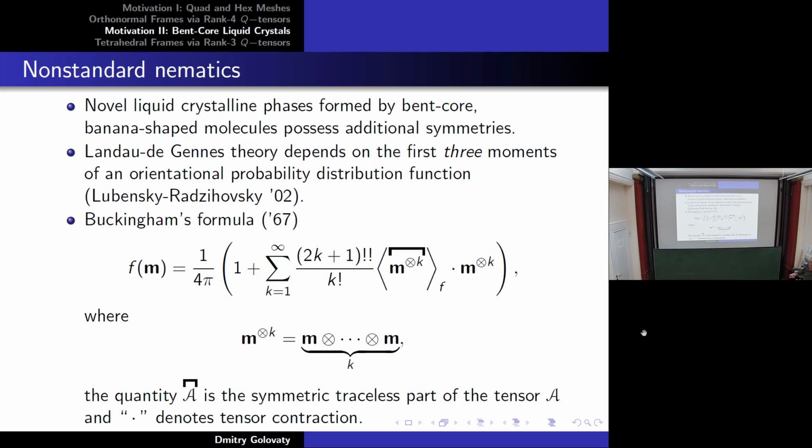Okay, so then in the remaining time, we'll talk about other types of frames that we have considered. Our original idea was to look at different kinds of frames. I already described orthonormal frames, meaning that in that case you want to fill the space with orthonormal lines. What I'm going to describe now is a different idea: you want to fill the space not with three orthonormal lines, but with tetrahedra.